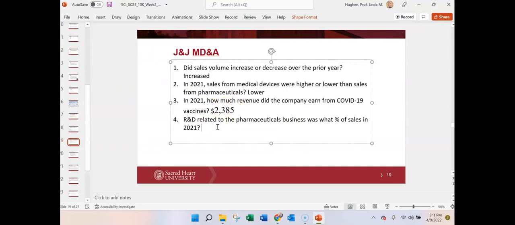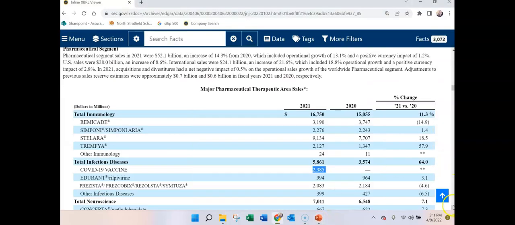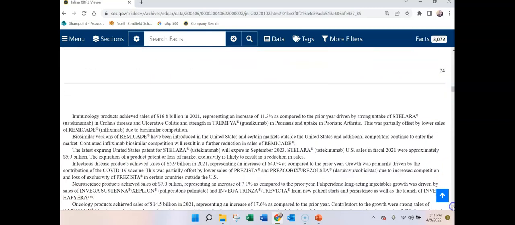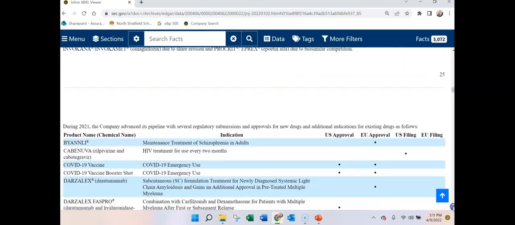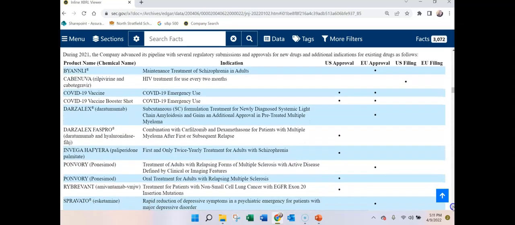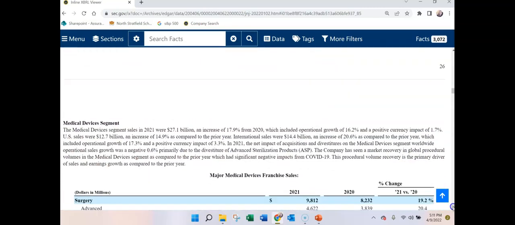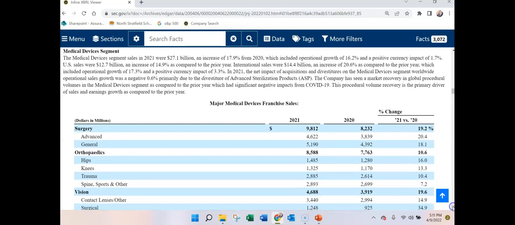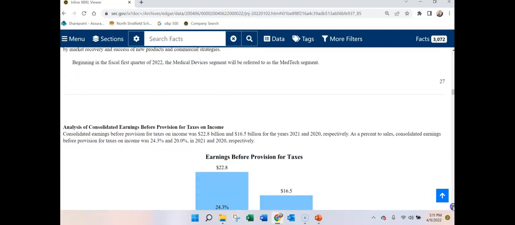And then finally, research and development expenses related to the pharmaceuticals business was what percentage of sales in 2021? All right, management, tell me about your research and development expenses. This is obviously something investors care about because they want to know, what are you investing in now that's going to hopefully bring new products and therefore new revenues to my company?